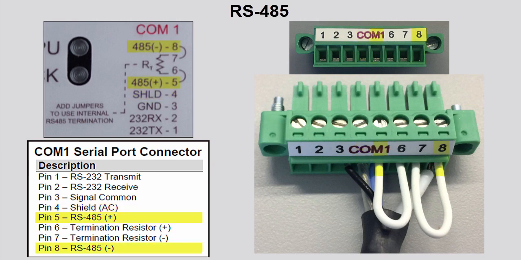Positive and negative signals are wired to pins 5 and 8, respectively. And 2 jumpers, one wired between pins 8 and 7, and the other between pins 5 and 6, connect the internal 120 ohm termination resistor. There should be a termination resistor on each end of the RS-485 line.